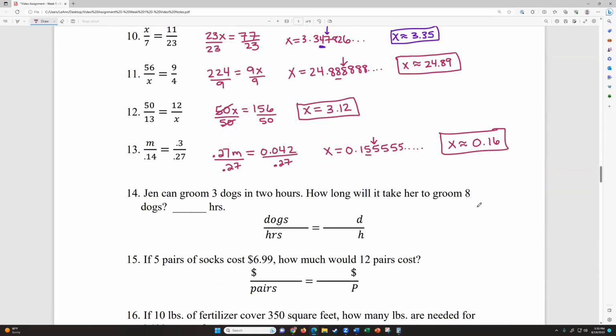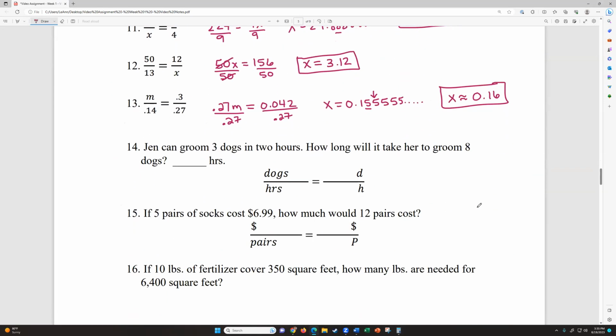Let's now use that in some application problems. So we have that Jen can groom 3 dogs in 2 hours. We're going to be using labeling when we do these types of problems because we're going to have these proportions set up. If she's working at the same speed, how long will it take her to groom 8 dogs? We're making an assumption here that she's working at the same speed. She's keeping everything proportionate. So we're going to keep dogs over hours for the given information, and we're going to set that equal to how many dogs over how many hours in the one we're making the prediction on.